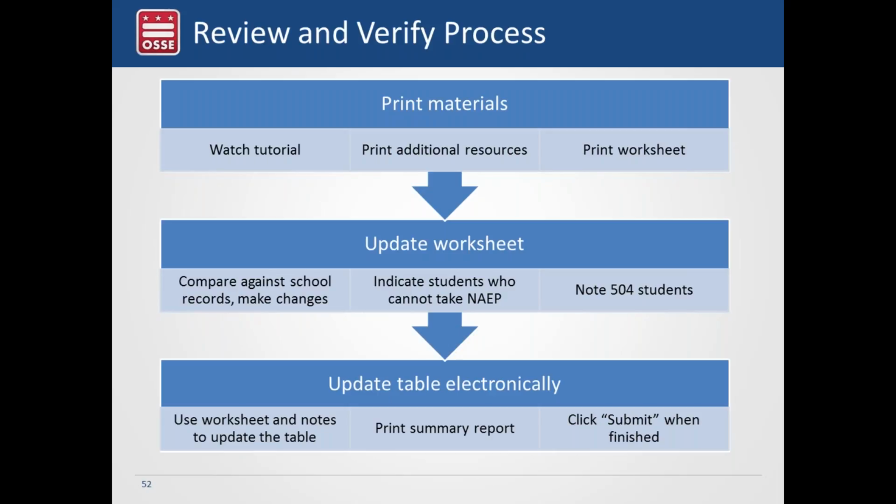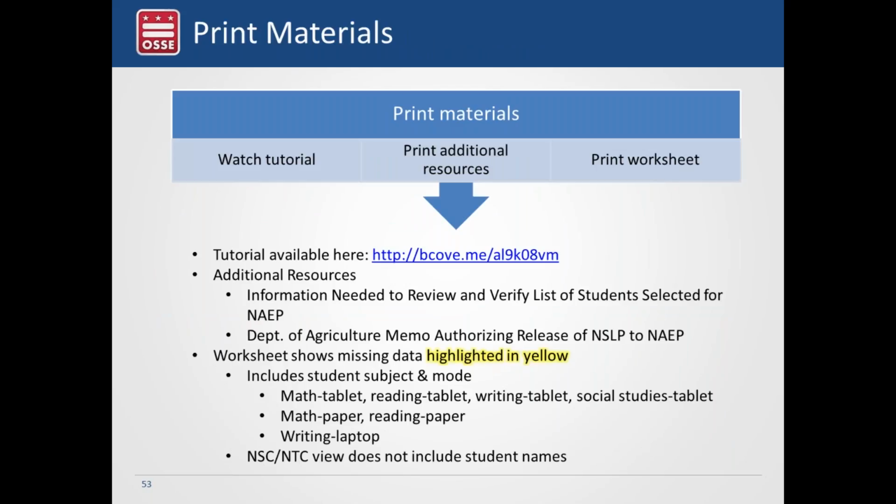This is the process. You're going to print out your materials, update the worksheet, and then you're actually going to make sure that the worksheet that you updated on paper has been translated into the electronic MyNAEP system. There's a table within the MyNAEP that you have to update. Each section has a tutorial. As I mentioned, it is the bcove.me URL. Again, it is not a requirement to watch it, but it can be helpful.